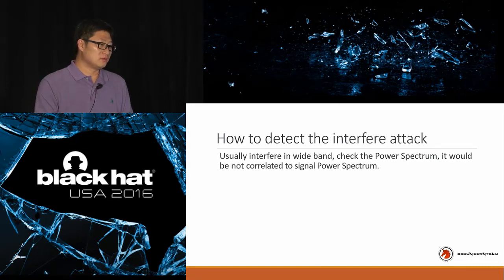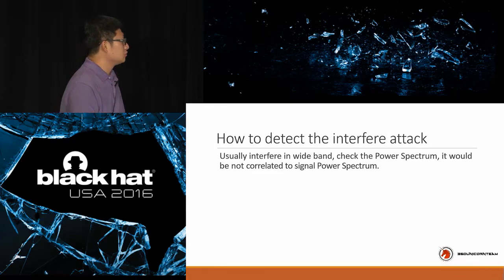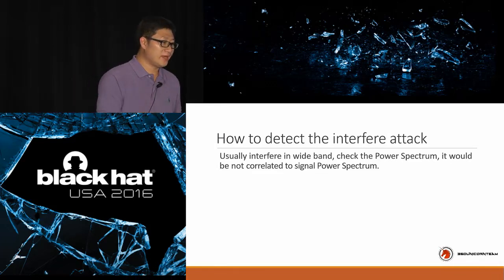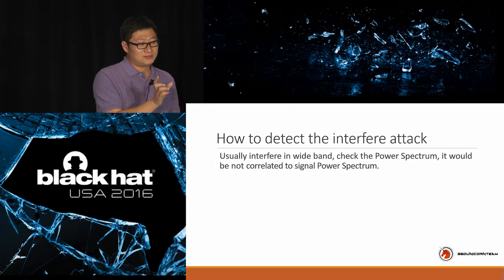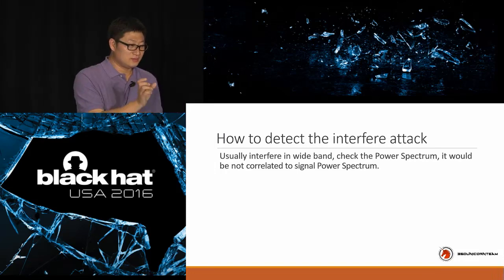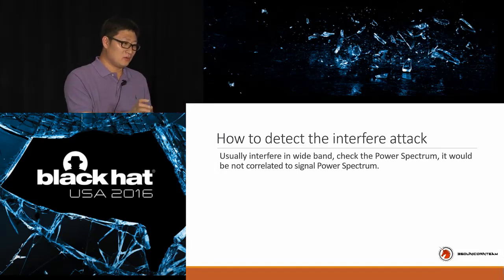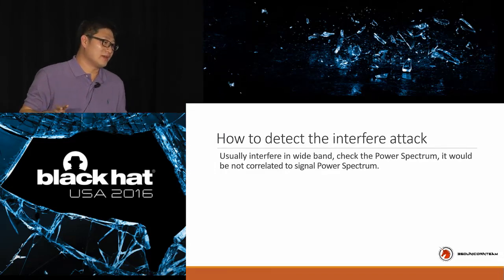For the common interference attack method, it will transmit a continuous signal in the communication channel, and it is easy to identify because we have already got the power spectrum, so we can identify whether the interference signal is in the carrier band or outside the carrier band.